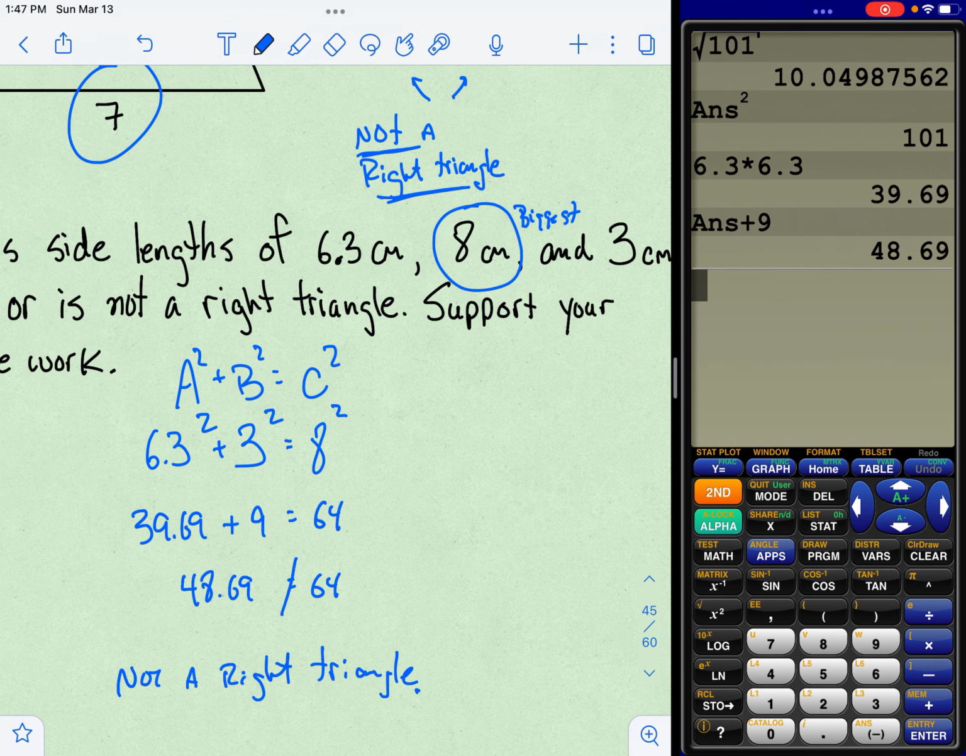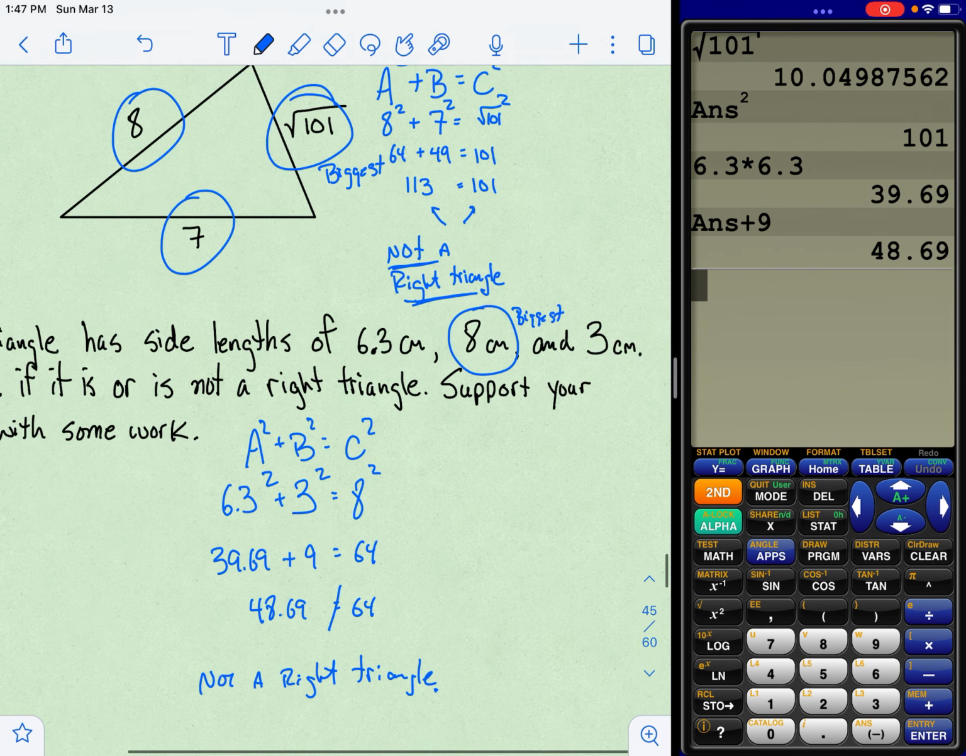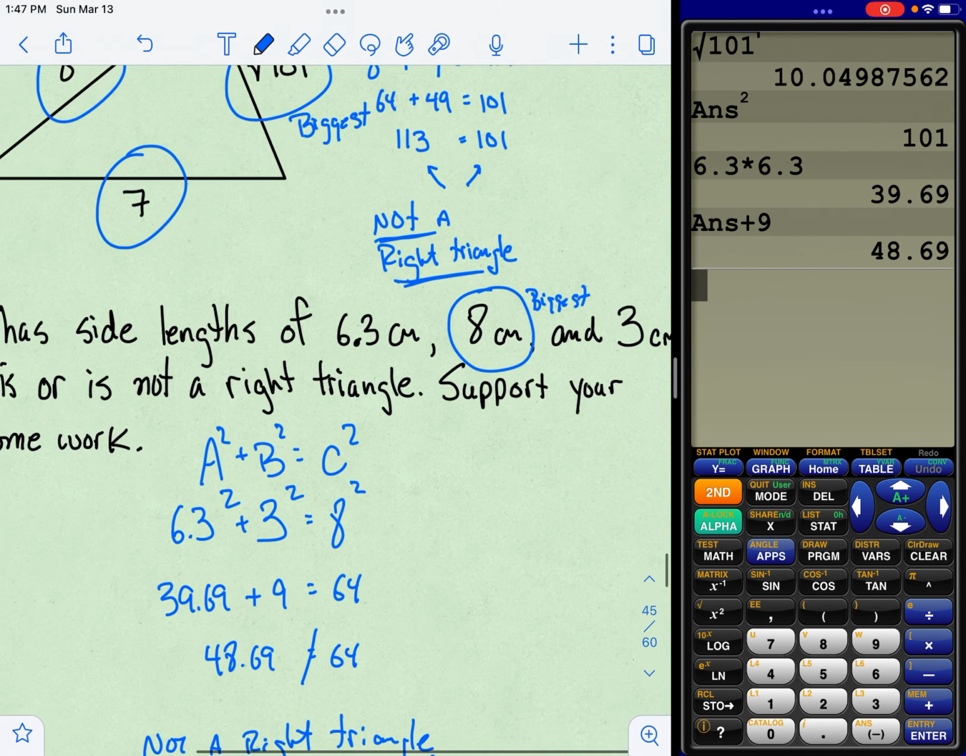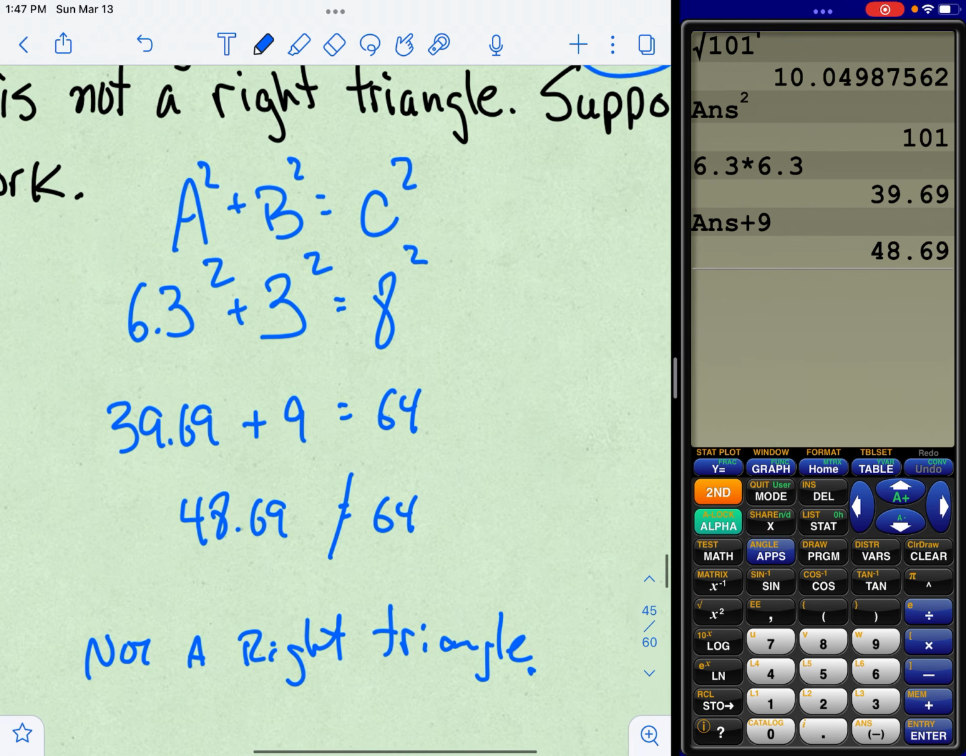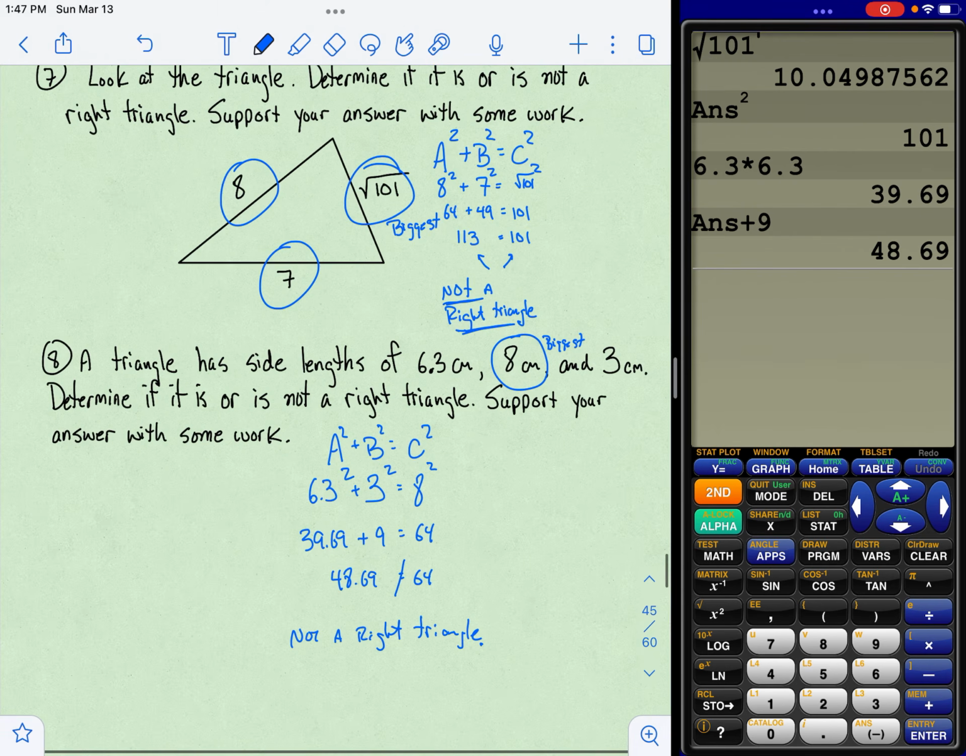If they ever would work out, then it would be a right triangle, but I had 2 examples in a row, neither one of them worked. The 113 and 101, 48.69 and 64. And that is it.